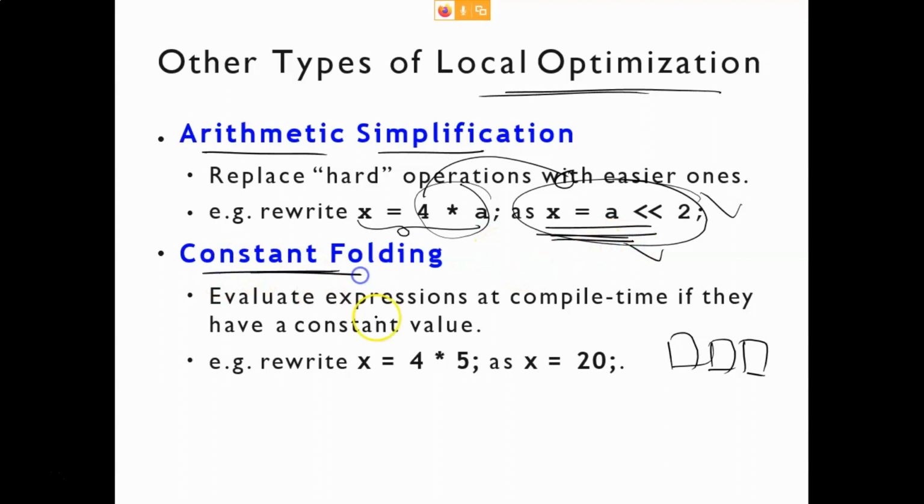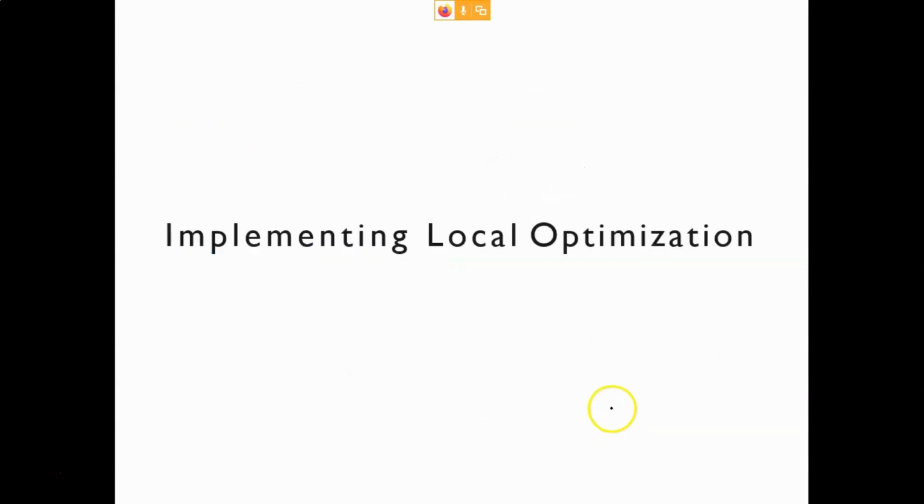Now we have constant folding. Constant folding basically says that if you can evaluate an expression at compile time, then evaluate it. For example, 4 into 5 can also be evaluated at compile time. So our compiler can change 4 into 5 to 20. So constant folding we have already seen.